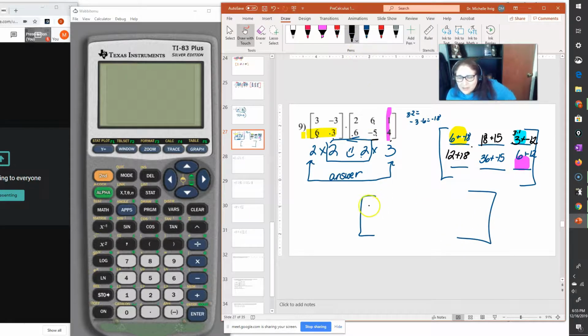Okay, now let's do our math and see if we get the correct answer, because I don't know why I messed that up. 6 plus -18 is -12. -9 plus 12 is 3. 12 plus 18 is going to give you 30. 36 plus -15 is going to give you your 21. And then, of course, 6 plus 12 is 18. That is correct. Woo! Using my brain today.